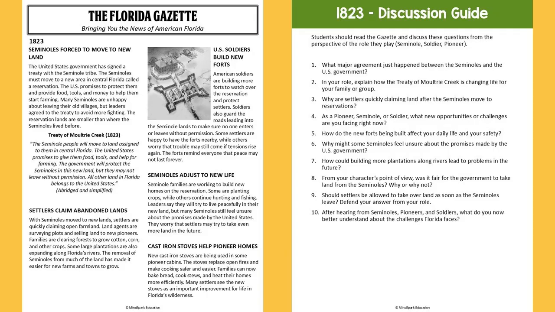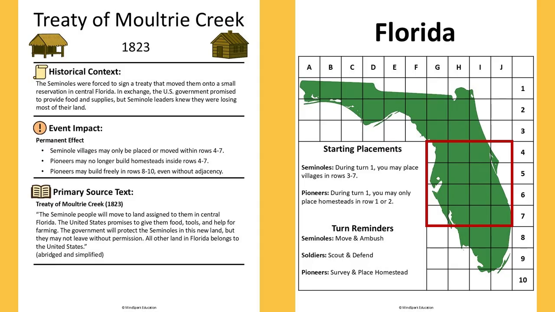After reading the Gazette, students answer discussion questions that help them reflect on their roles. Teachers can use all of the questions, pick and choose their favorites, or assign selected questions as short written responses. This allows flexibility based on time, class needs, or how deeply you as the teacher want to explore the historical dilemmas.